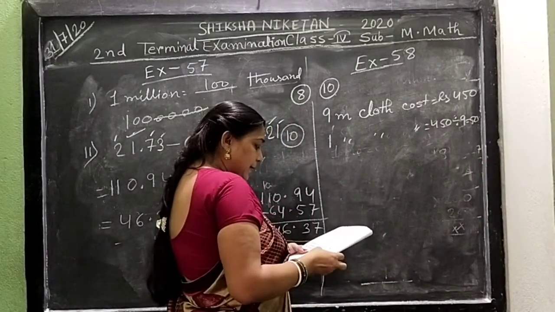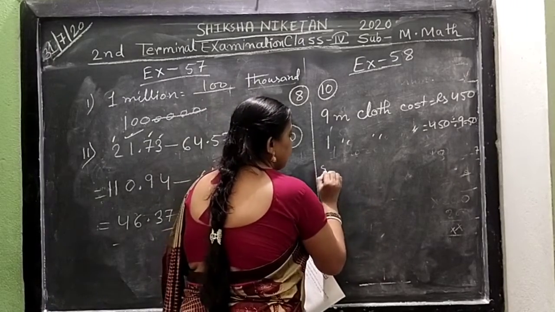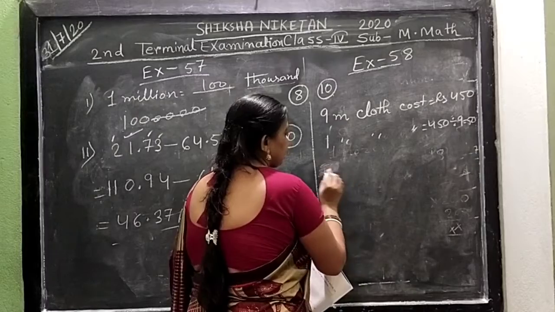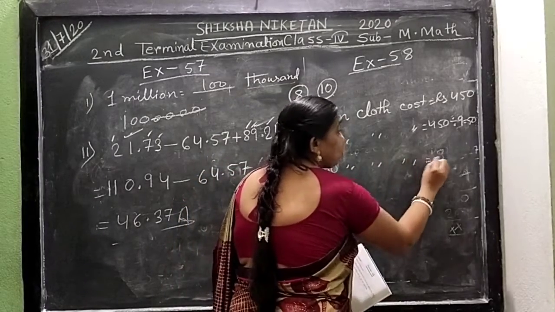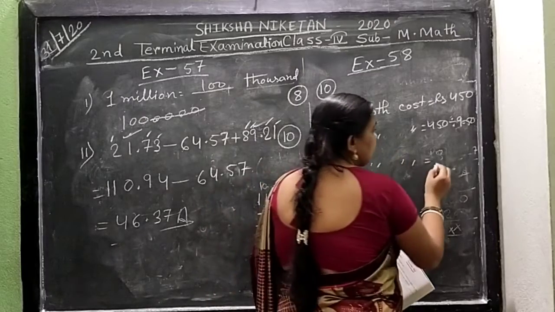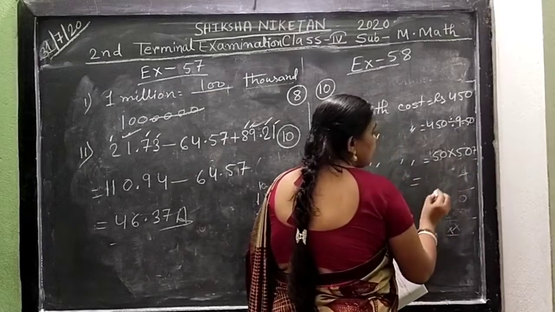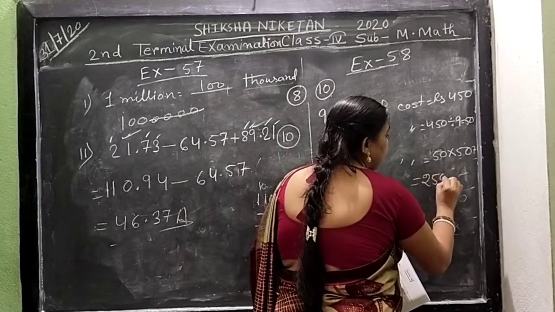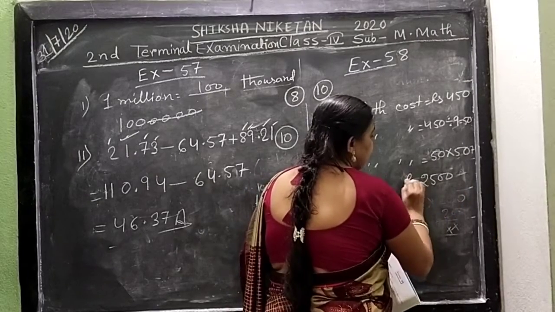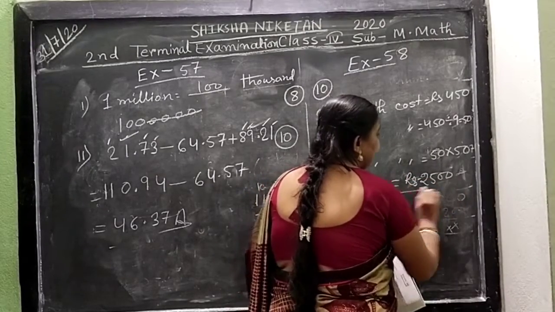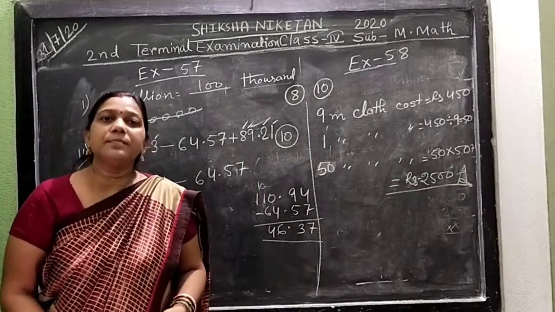Okay. Then we find out the price of 15 meters of cloth. The price of 15 meters of cloth is more than the 1 meter price, so 50 multiply 15. Answer is 750. Okay. Everyone, practice at your home. Thank you.